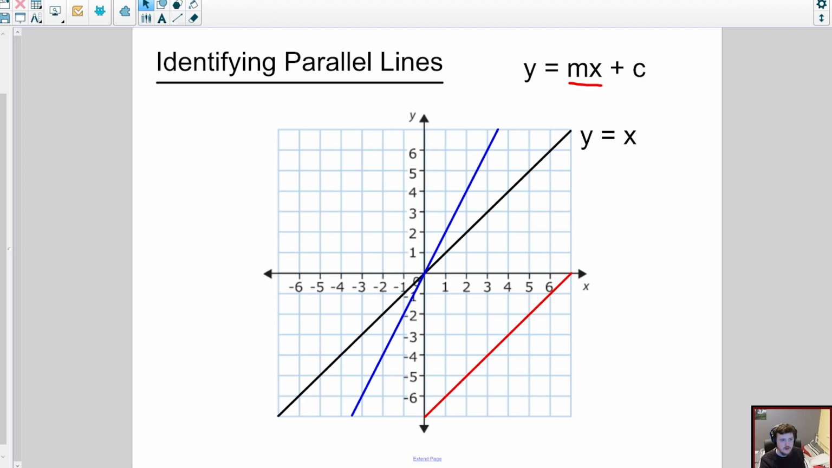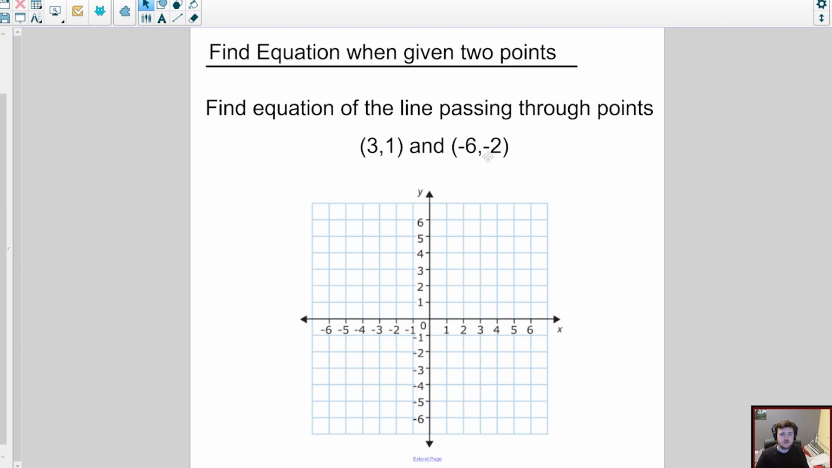Okay, moving on. There are two scenarios in which we may have to find an equation. And one of the first scenarios is when we get given 2 points, but no gradient, and we're expected to find the gradient. So the first thing I would do is mark the points on my graph.